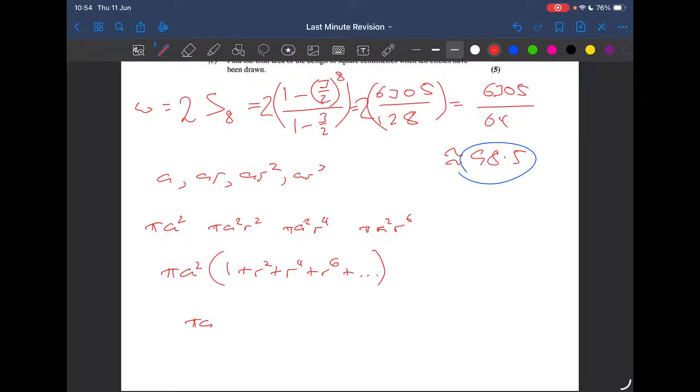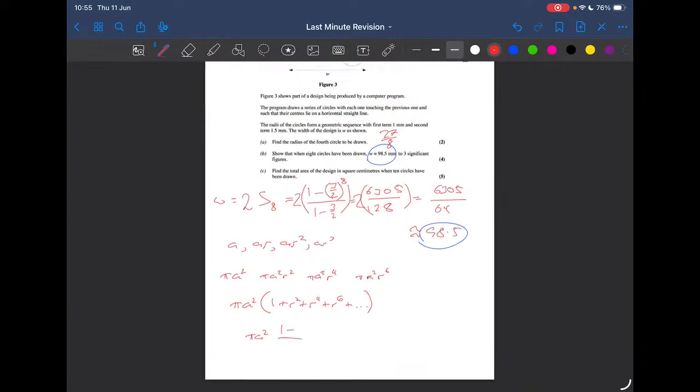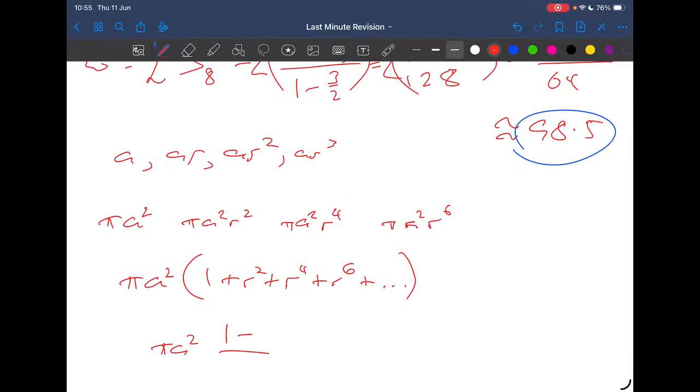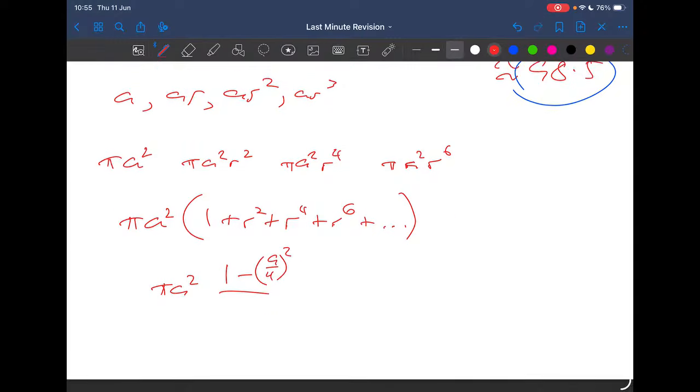So it's going to be pi a squared at the front still. And then 10 of these things. The first term is a. So we're going to have 1 minus r to the n. R is now r squared, 9 on 4. So 9 on 4 all squared over 1 minus r. So let's see what that's given us. The a was 1, wasn't it? So it's just pi at the front there.